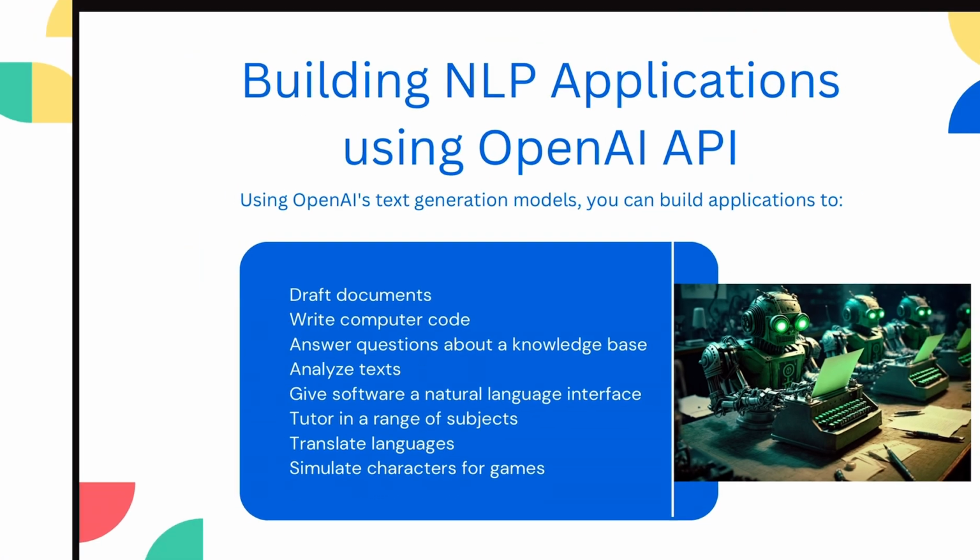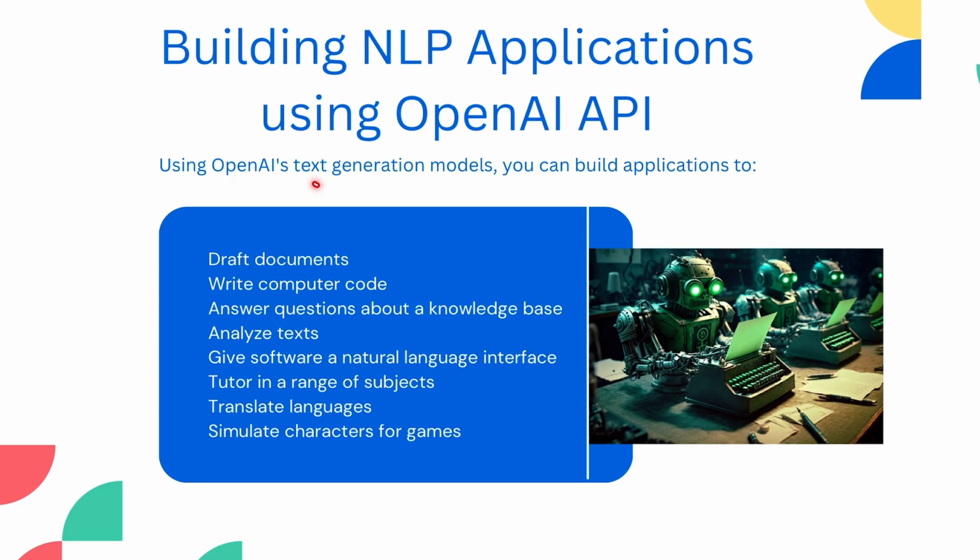Building NLP applications. Using OpenAI's text generation models, you can build applications to draft documents, write computer code, answer questions about a knowledge base, analyze text, give software a natural language interface, tutor in a range of subjects, translate languages, and simulate characters for games. There are a lot of use cases coming up using the OpenAI API, right?